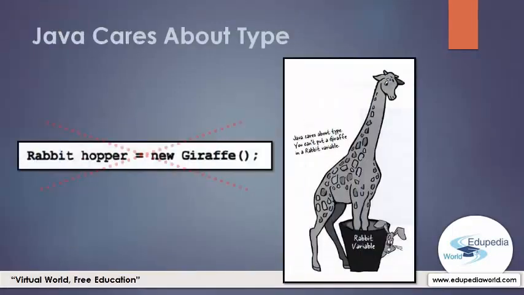You already know that Java cares about type. It won't let you do something bizarre and dangerous, like the stuff shown in here, putting a giraffe reference into a rabbit variable. What would happen when someone calls the rabbit to hop? Total weird situation. So don't expect the compiler to compile this statement in here.